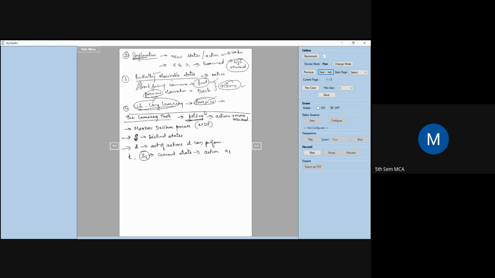Listen carefully. At any particular time step t, the agent is going to sense what the current state is. Based on the current state of the environment, it will choose a current action AT, and then once it has decided which action has to be performed, it will perform that action. Then this is what will happen.